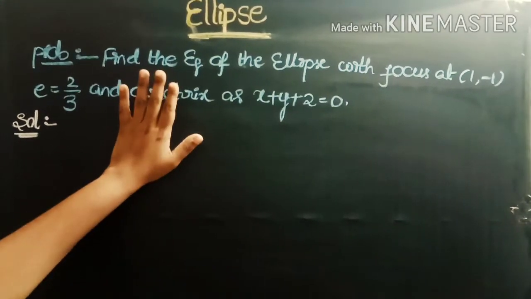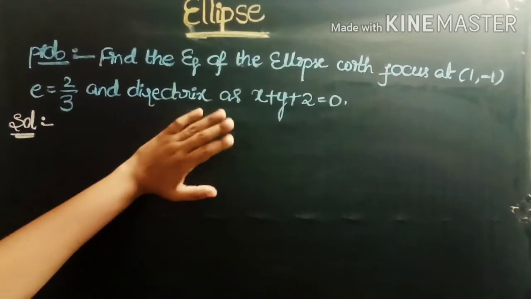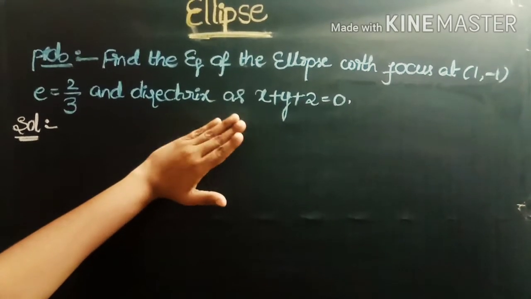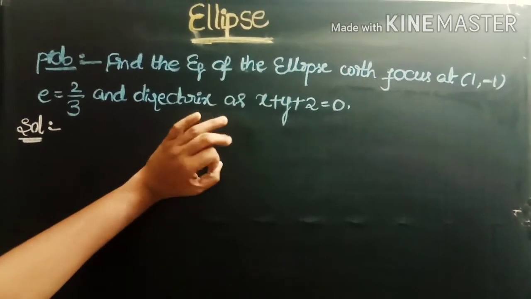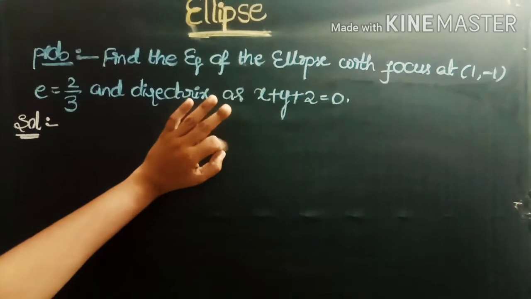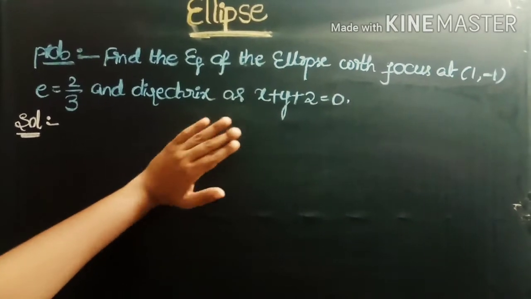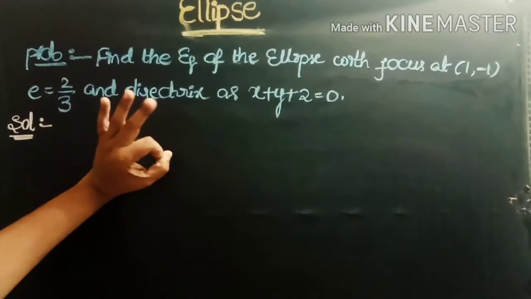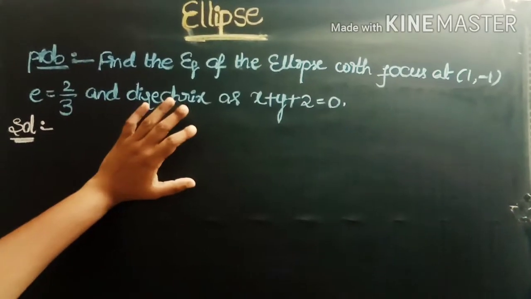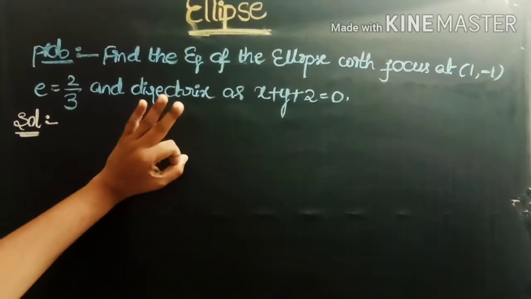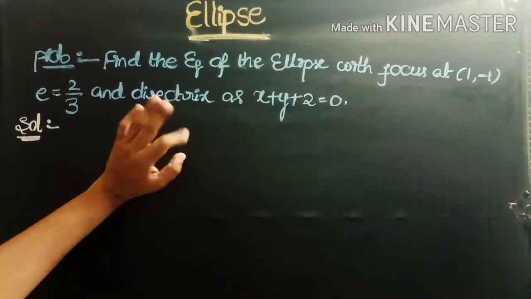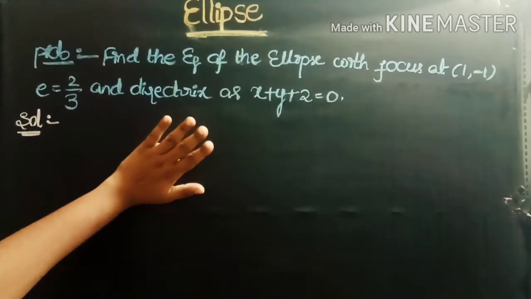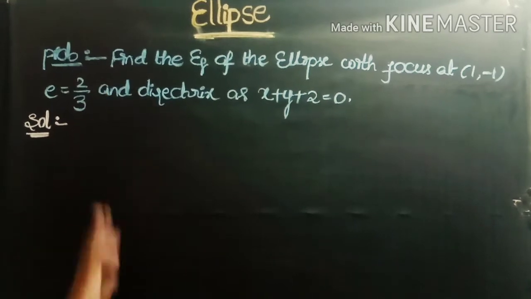Now we want to find the equation of the ellipse. When we have the focus and directrix, then we find the equation of the ellipse by applying the definition of the ellipse, that is SP by PM is equal to e. Already we solved these types of problems in parabola also. When we have the focus and directrix in a conic problem, we solve for the equation of the conic by applying the definition of the conic, that is SP by PM is equal to e. Here also we use the same concept.